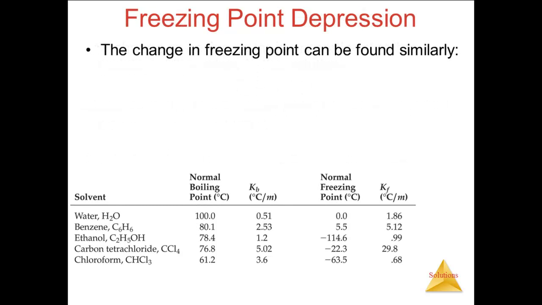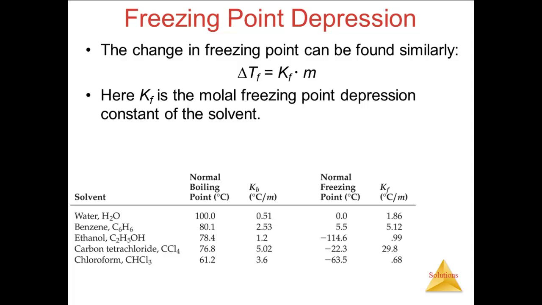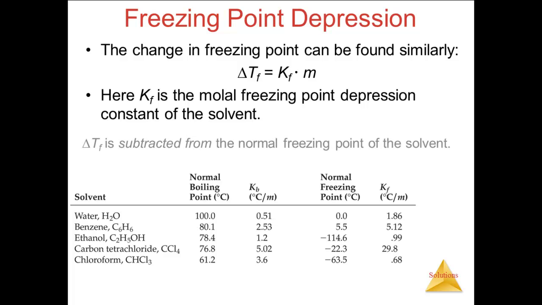In a similar way, we can find the change in the freezing point of the solution using this equation. Delta T sub F, the change in the freezing point, is equal to K sub F, the freezing point depression constant for the solvent, times the molality of the solute. Since the freezing point is being lowered, we subtract this change from the normal freezing point of the solvent. The table you have seen includes the normal boiling point and freezing point of several substances and their boiling point elevation constants and freezing point depression constants.